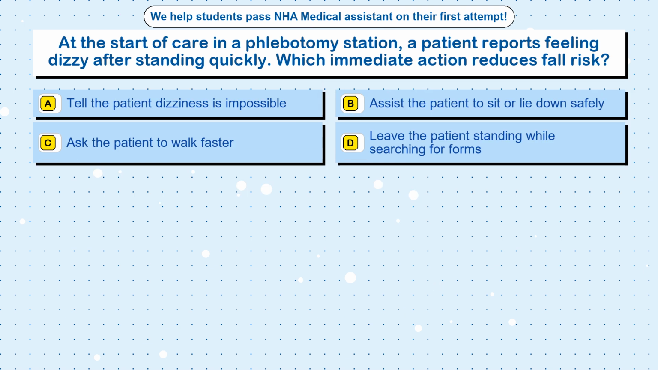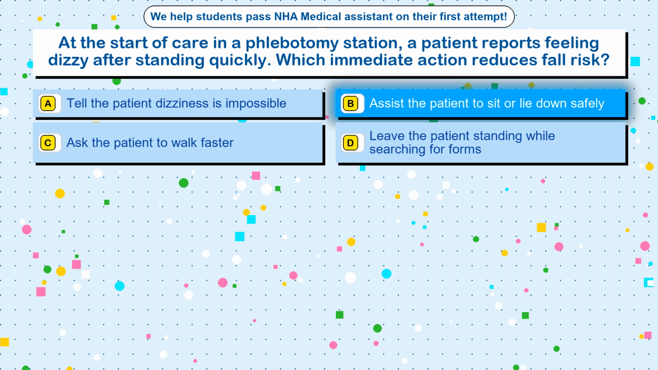Question 54. At the start of care in a phlebotomy station, a patient reports feeling dizzy after standing quickly. Which immediate action reduces fall risk? Option A. Tell the patient dizziness is impossible. Option B. Assist the patient to sit or lie down safely. Option C. Ask the patient to walk faster. Option D. Leave the patient standing while searching for forms. The correct answer is option B.